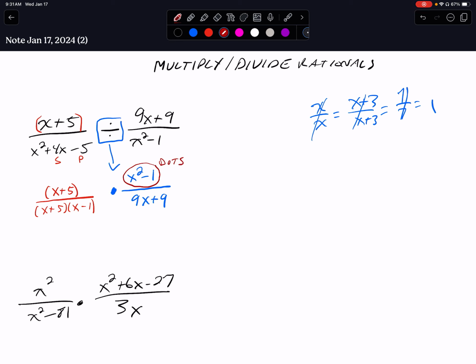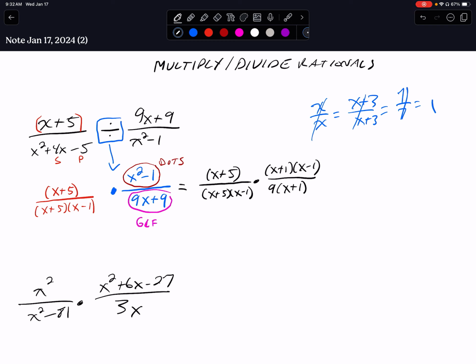Okay, so what does that break down to? This technically breaks down to x plus 1, x minus 1, and then on the bottom right here, we're going to have GCF. So I'm going to do that in a second because you're going to need quite a bit of space here. All right, so first thing, on the right here, I've got x plus 5, x minus 1, times now, the dots is going to be x plus 1, x minus 1. And then on the bottom, the GCF, I'm going to divide out 9 and be left with x plus 1.